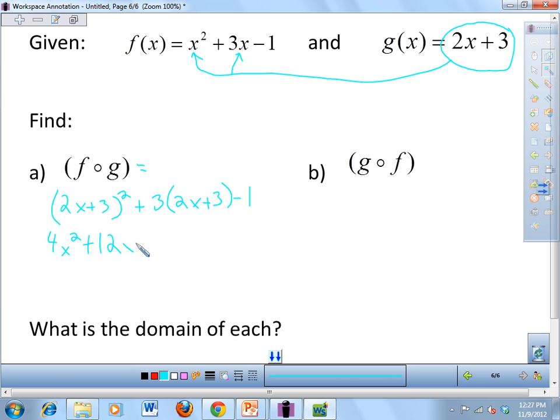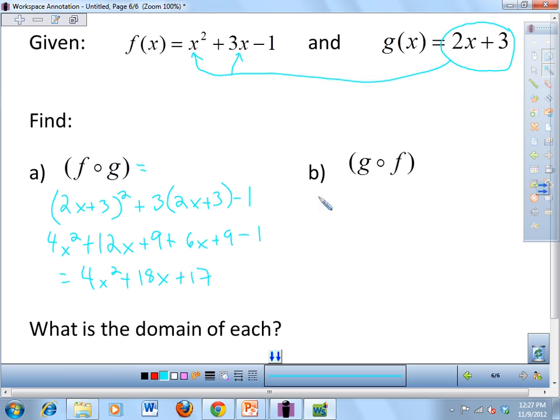12x plus 9. Don't forget those middle terms. Plus 6x plus 9 minus 1, which is equal to 4x squared plus 18x. 9 and 9 is 18, plus 17. Questions on that? Okay.